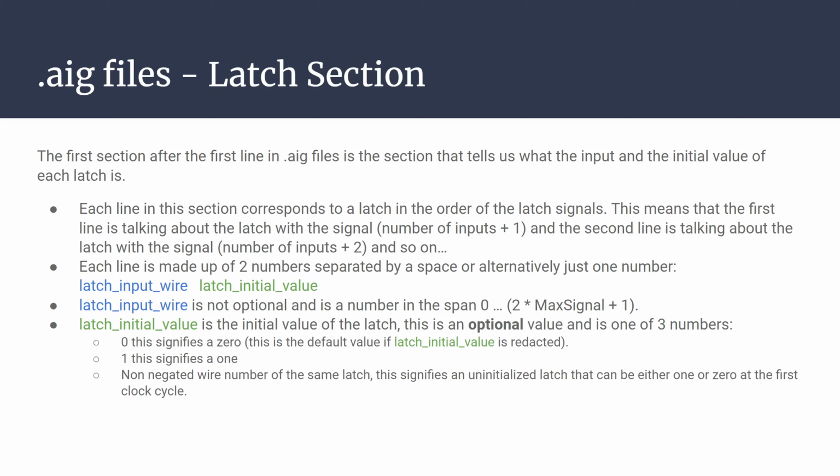Now, the initial value wasn't in version 1.9. It wasn't before 1.9, and it was then added in 1.9. So this value is optional for backwards compatibility. If you do not have it, then the default is 0, like the latch is initialized with 0. Otherwise, you would have one of three numbers: 0, 1, or the same latch's wire number, which would signify that it's unknown, and it can be different for different latches. So that's the kind of terminology that they use. Could have used X, but I guess they just didn't like that option.